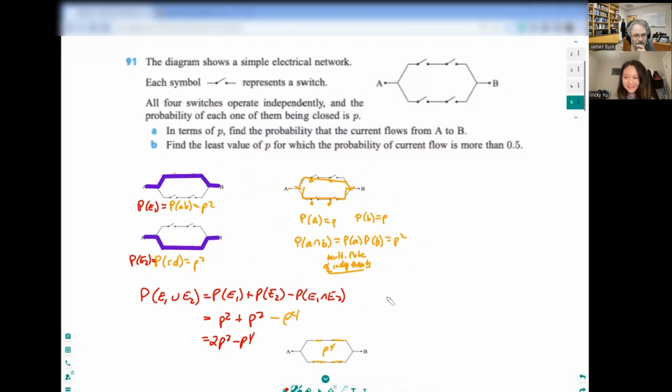Okay, yeah, it makes sense. It takes a little while, but once you see it, you're like, wow, of course. This is amazing. We just found A. In terms of P, 2p squared minus p fourth. Find the least value, which probably is going to be more than 0.5.